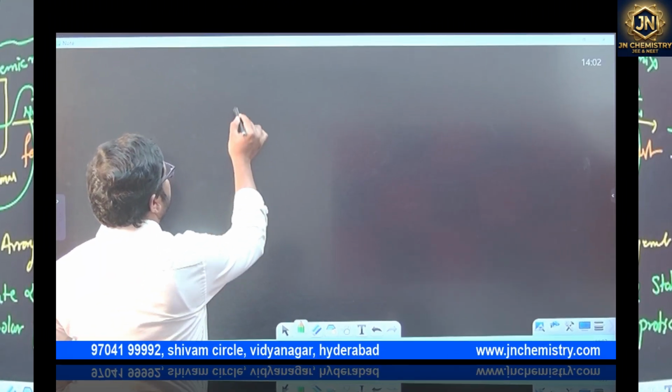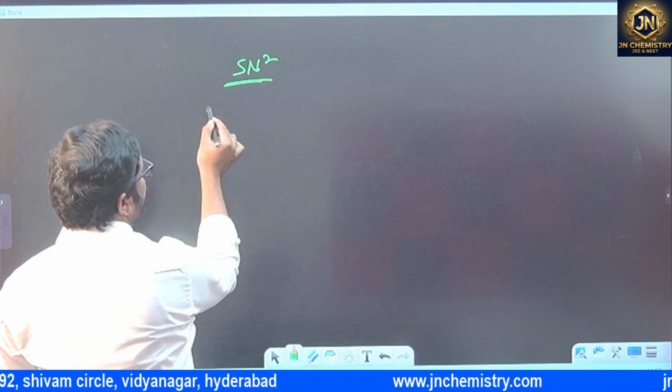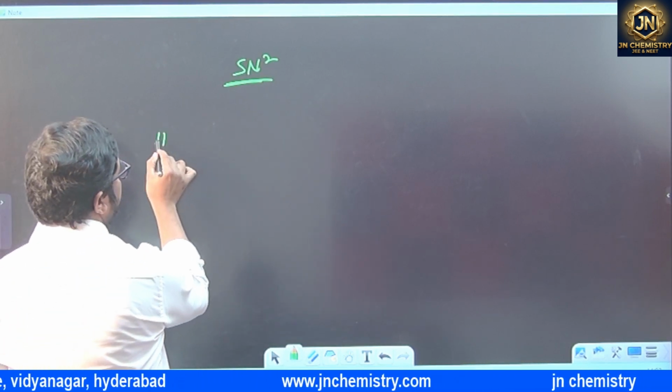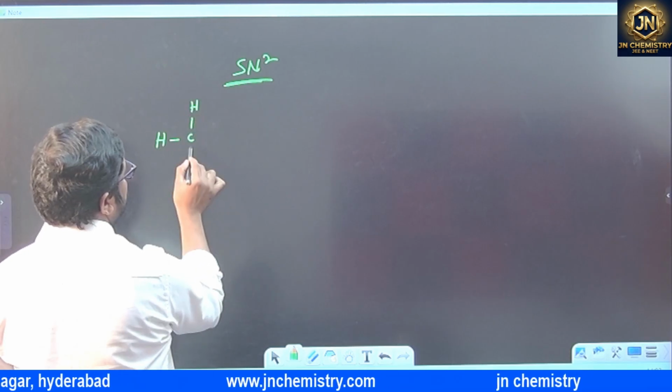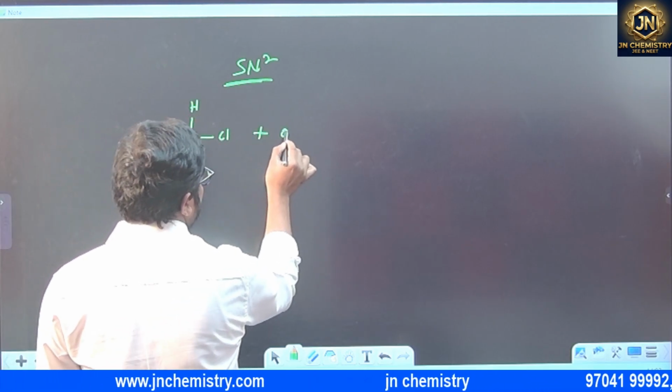So SN2, I told you, is bimolecular nucleophilic substitution. Directly I am giving the example with Cl and OH minus.